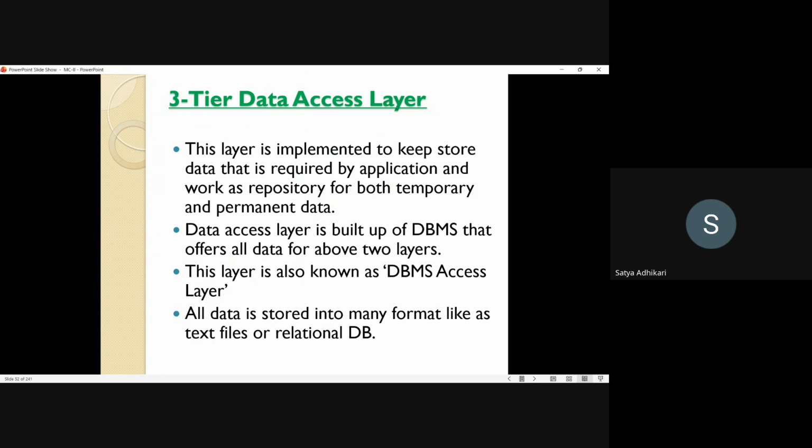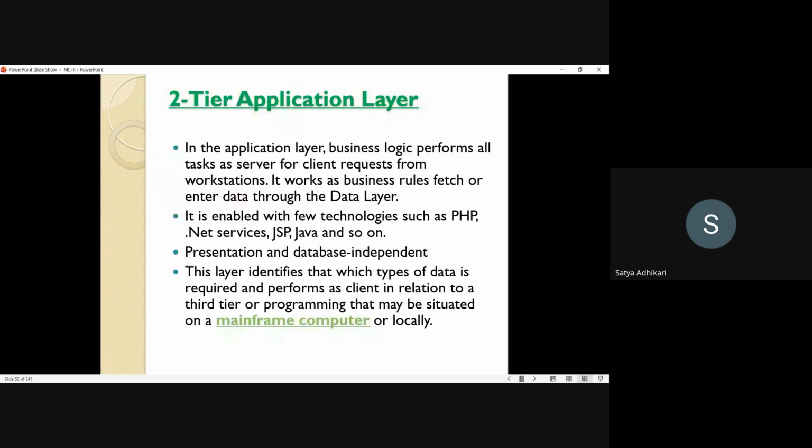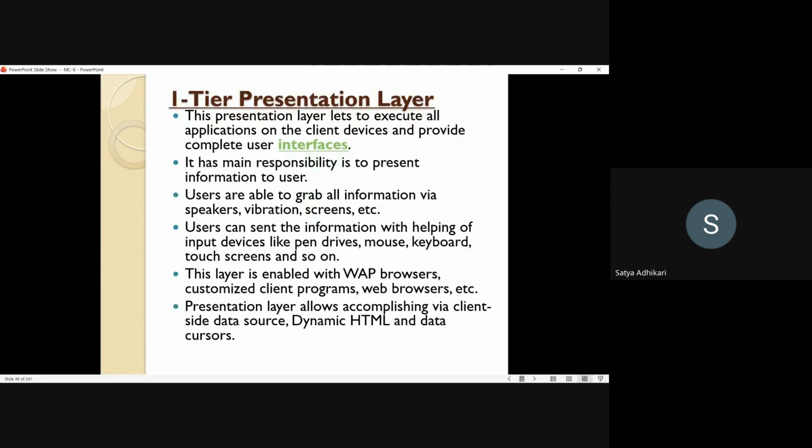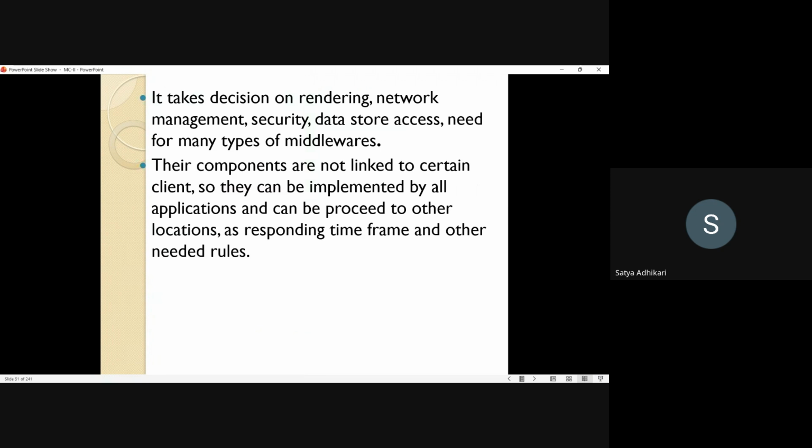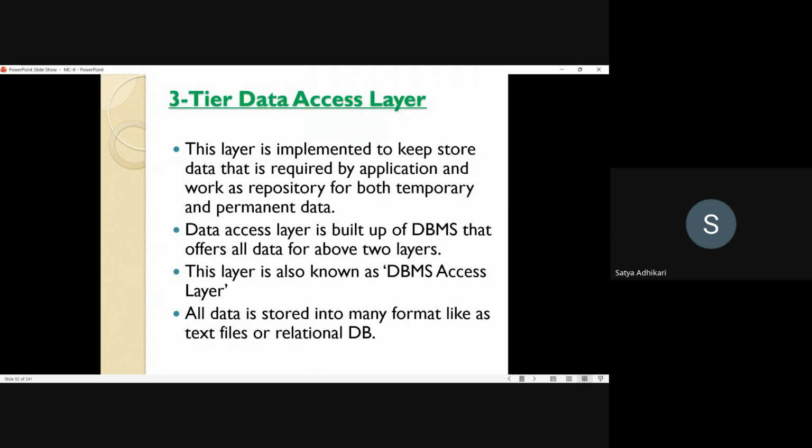So this is the three-tier architecture. You see here, the first one is tier 1, tier 2, and tier 3, the data access layer. So this is the architecture of mobile computing. You may get a question about the three-tier architecture of mobile computing. So you must write these three tiers and their functions. The first one, the presentation layer, closer to the user. The middle layer, which provides the business logic and some rules, and the actual data is stored in the last layer, which is enabled with DBMS software.